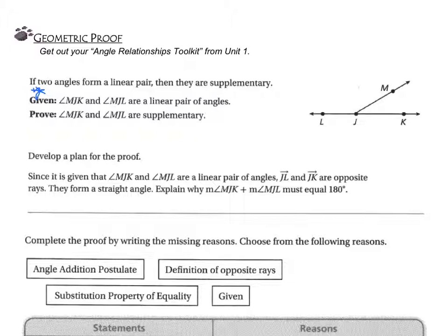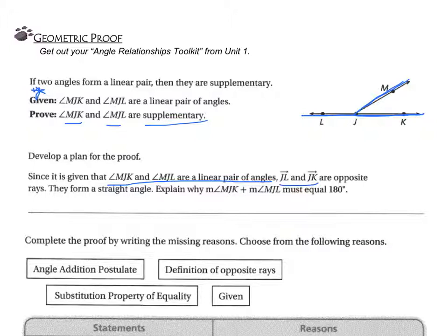Well, we're going to write a proof to prove that statement, and we have a given that MJK, this angle right here, is a linear pair with MJL. So these two form a linear pair. We're going to prove that those two angles are also supplementary. So when developing a plan for our proof, it's given that these two are a linear pair of angles.